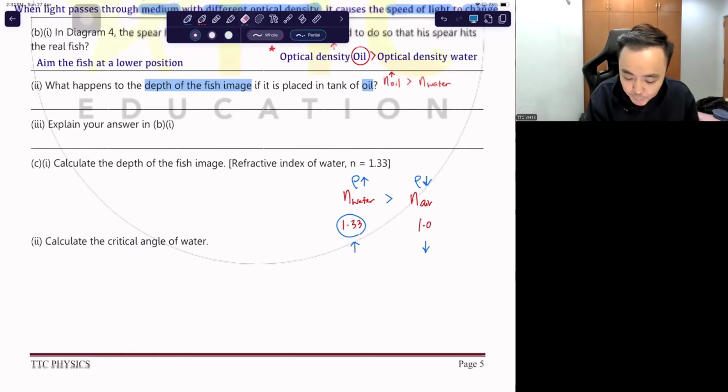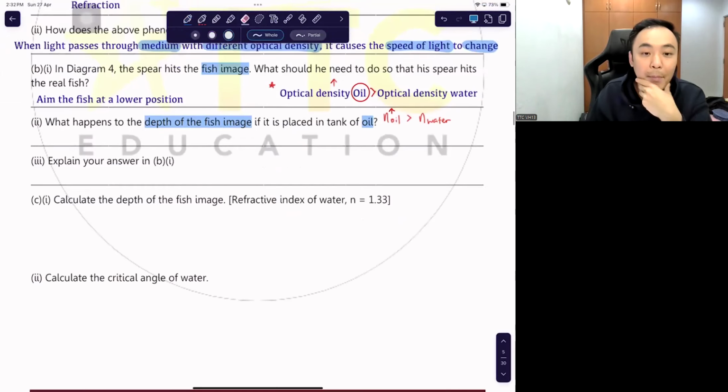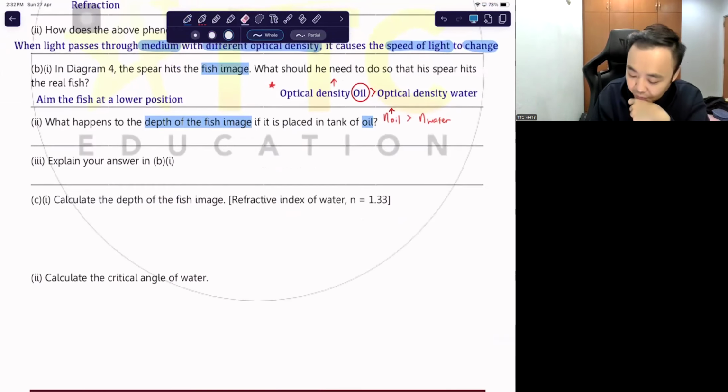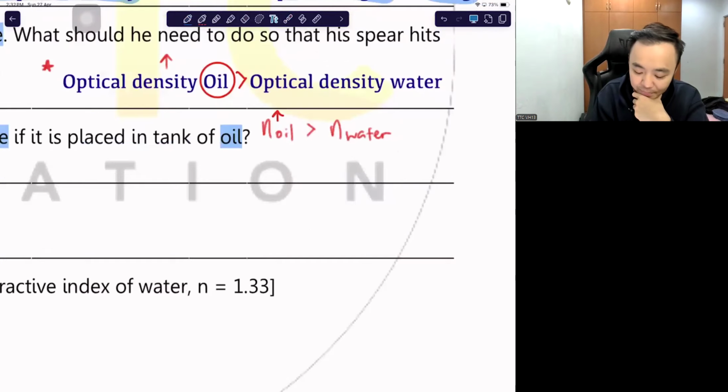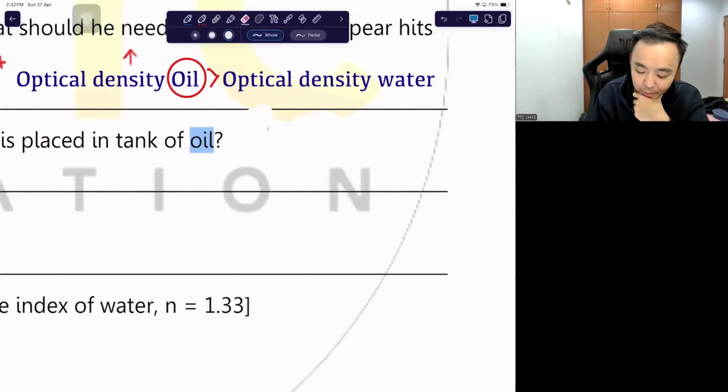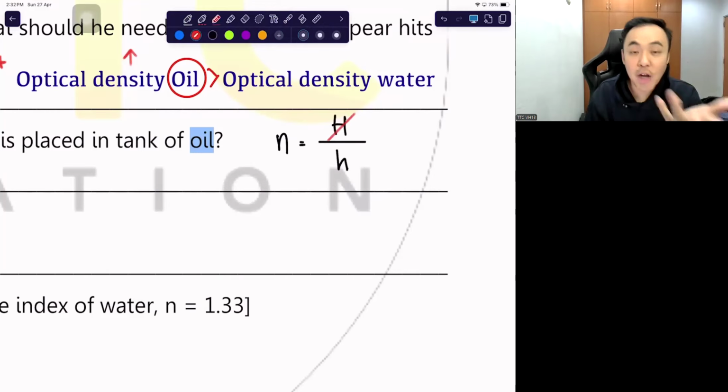Now, back to this. Since the optical density for oil is higher than water, the refractive index is higher. So what is going to happen to the depth of the fish? Is it going to increase or decrease? How about simple maths? n equals real depth over apparent depth. The real depth is the same, the real fish never changes. It's the apparent depth that changes.